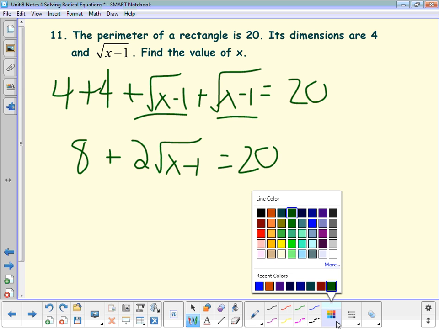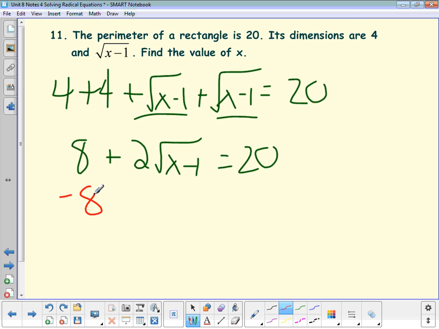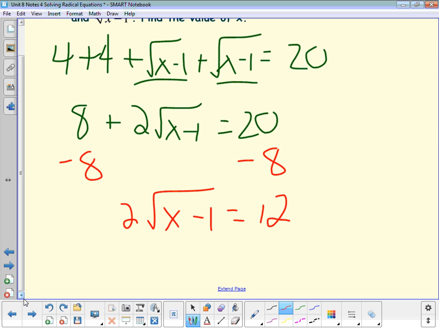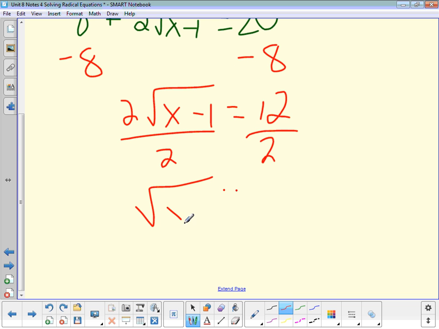Now I'm going to go ahead and solve this for x. So I'm going to start by subtracting 8 from both sides. And then I get 2 square root of x minus 1 is equal to 12. And then I'm going to divide both sides by 2. Remember, we don't want to square that radical until it's completely isolated. So we get the square root of x minus 1 is equal to 6.